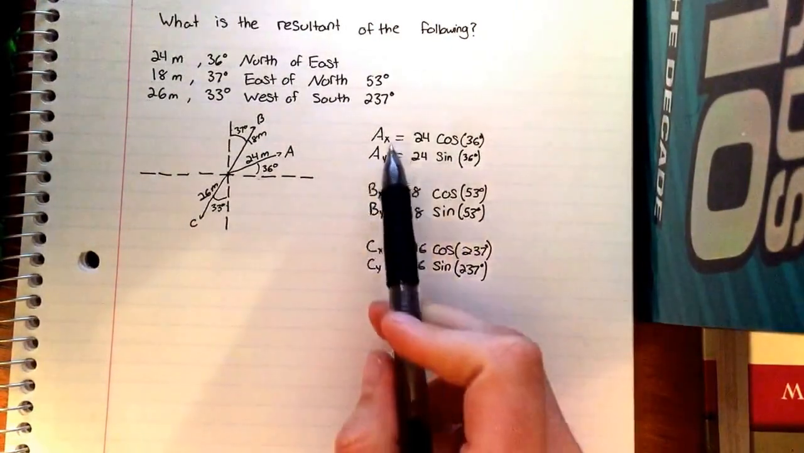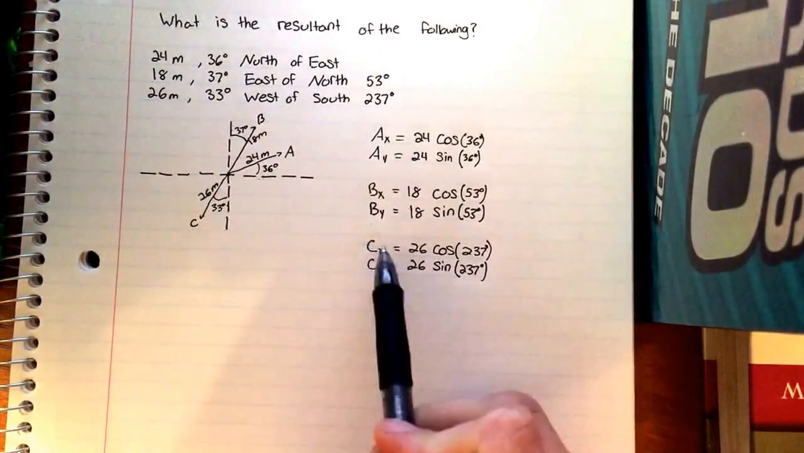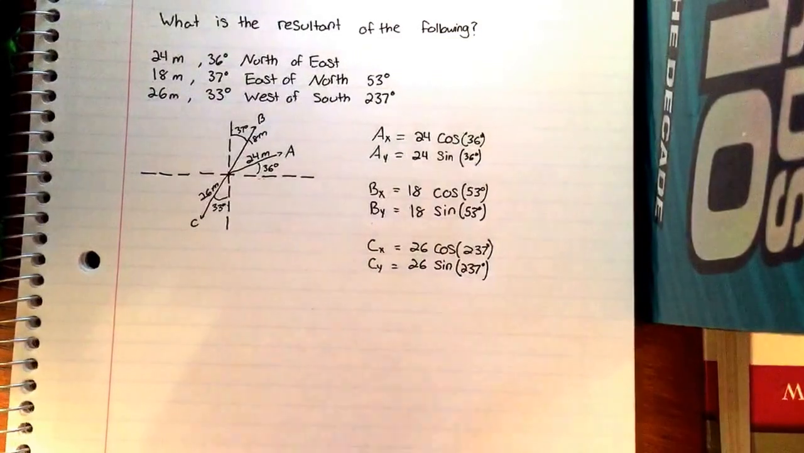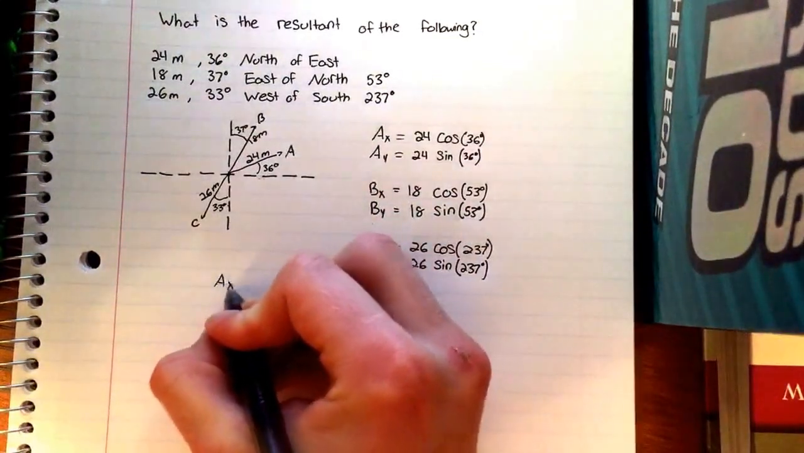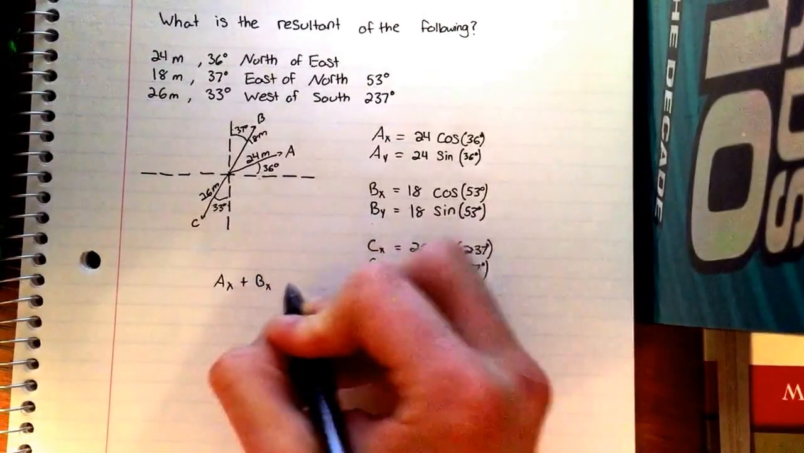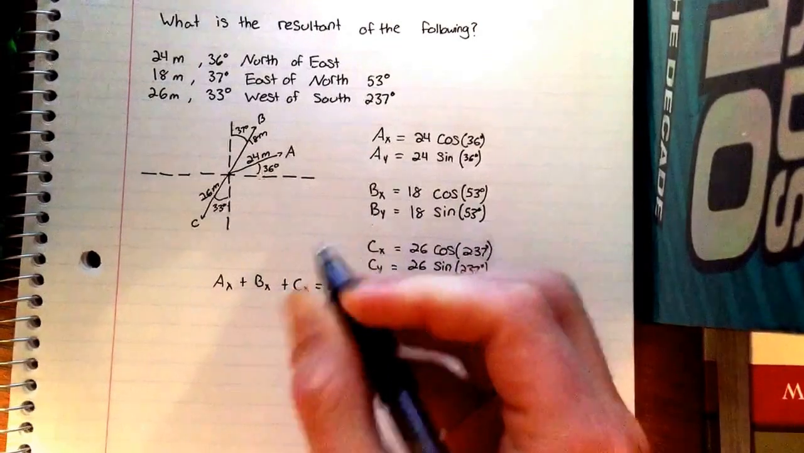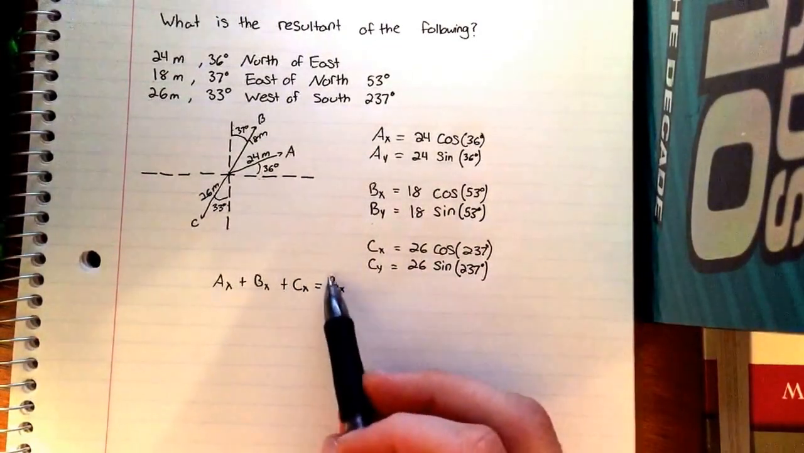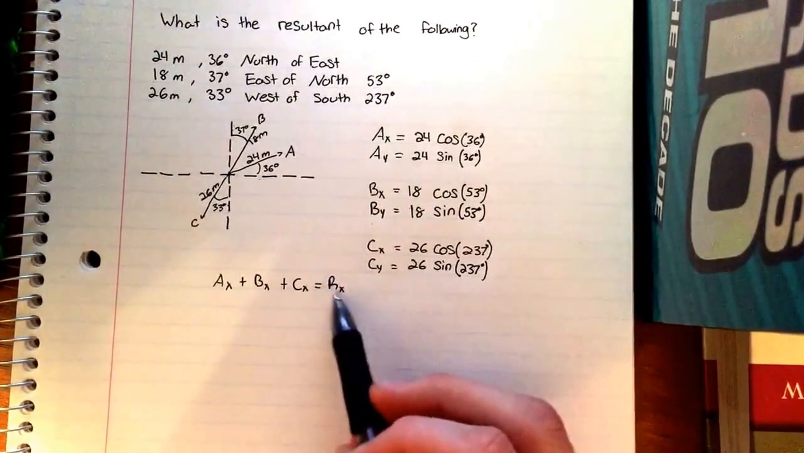What we're going to do is add all the x's together to get rx and all the y's together to get ry. So we're going to add all the x's: ax plus bx plus cx is going to equal rx. Your teacher might tell you it equals some other variant like vx or something, but it doesn't really matter what you put in front of the x.